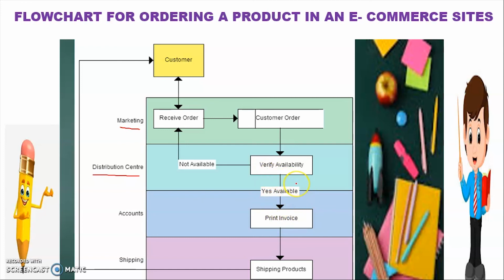If yes, so this is the decision making structure. If it is available, then you have to print the invoice, then ship the product. Then you pay for it, receive your bill, and the product gets shipped to you. Suppose the product is not available, then the e-commerce site like Flipkart will tell you that the product is not available, and they won't receive your order. So this is the process followed while ordering a product online.